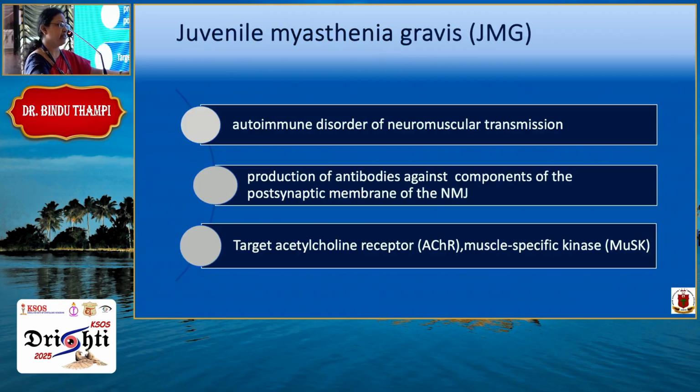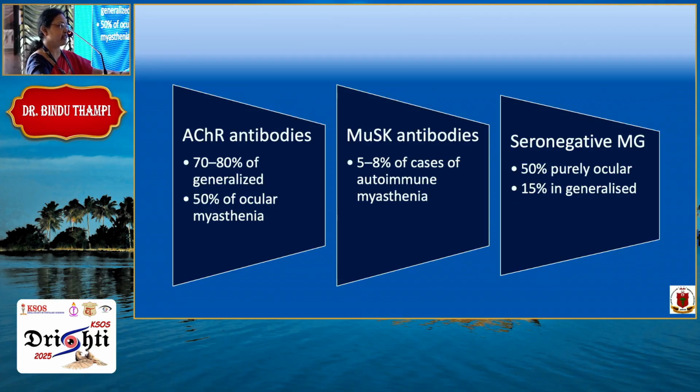Juvenile myasthenia is an autoimmune disorder of the neuromuscular transmission, where there is production of antibodies against components of the postsynaptic membrane of the neuromuscular junction, and they target the acetylcholine receptor and muscle-specific kinase. In generalized myasthenia, around 70 to 80% show anti-acetylcholine receptor antibodies, and in ocular myasthenia it is 50%, whereas only 5 to 8% of myasthenia reveal MuSK antibodies. Purely ocular myasthenia may be seronegative in 50%, and it is 15% in generalized myasthenia.